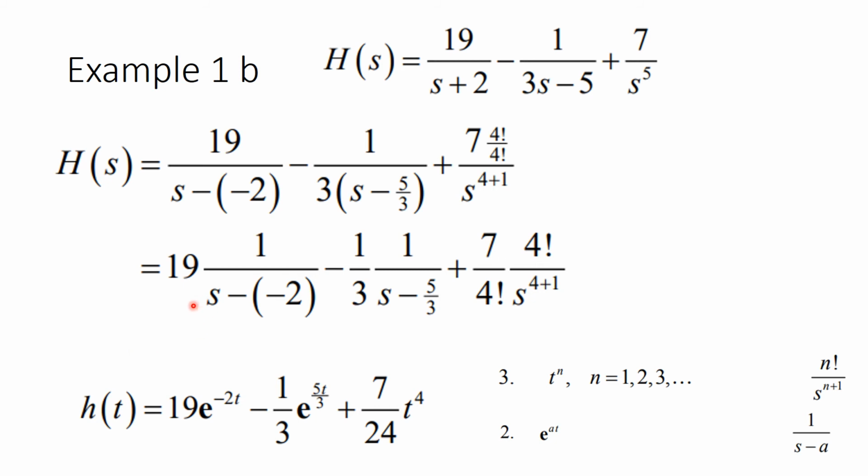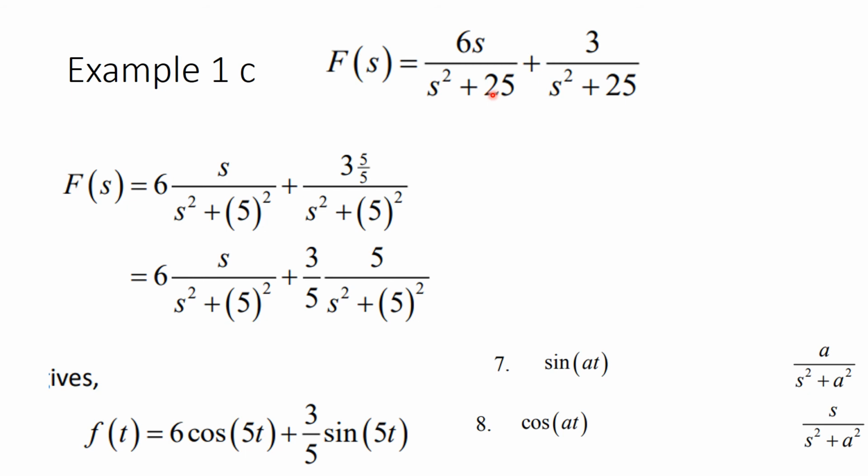Then I simplify. The 19 just sits there. This is 1 over s minus a minus 2. This is minus 1/3. This is 1 over s minus that. The 4 factorial is listed down here and up here. And then I'm going to invert all of these. Well, when I invert this one, I get 7 over 24. That's the constant, t to the 4th. When I invert this one, I have the minus 1/3. It just sits there. This is e to the 5 over 3 t, and this, the 19 just sits there, and this is e to the minus 2t.